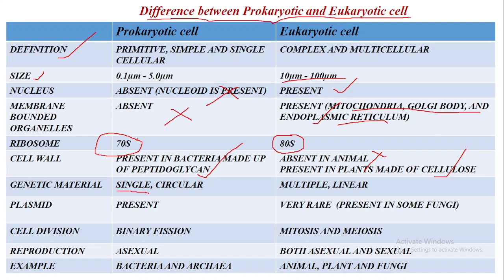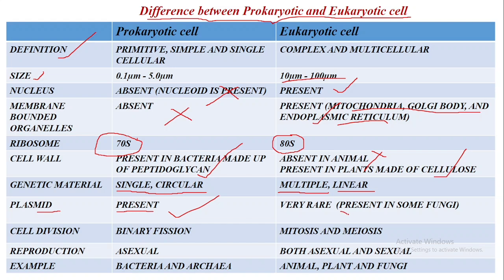Genetic material is very simple. In prokaryotic cell, it is single, it is circular. But in case of eukaryotic cell, we have multiple chromosomes and it is linear. Both ends of the genetic material are open. Now plasmid, as you have seen that prokaryotic cell contains plasmid, but in case of eukaryotic cell, they are rarely seen in some fungi.